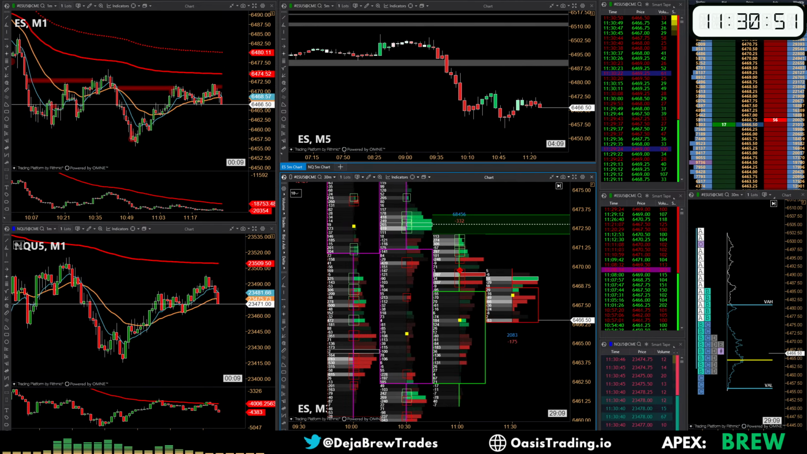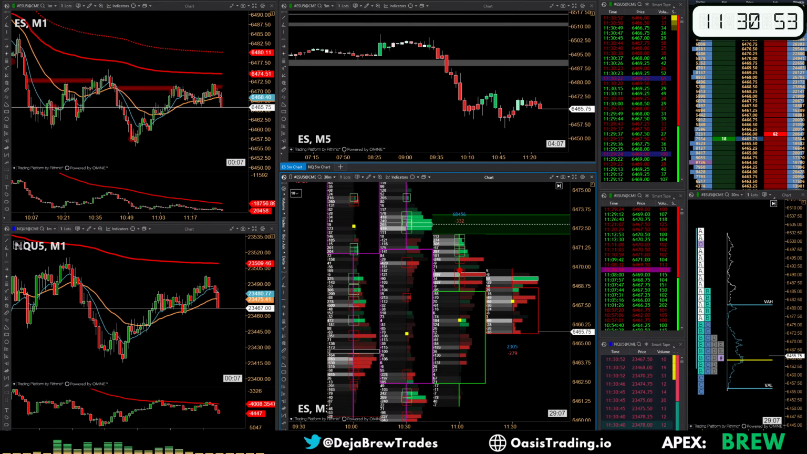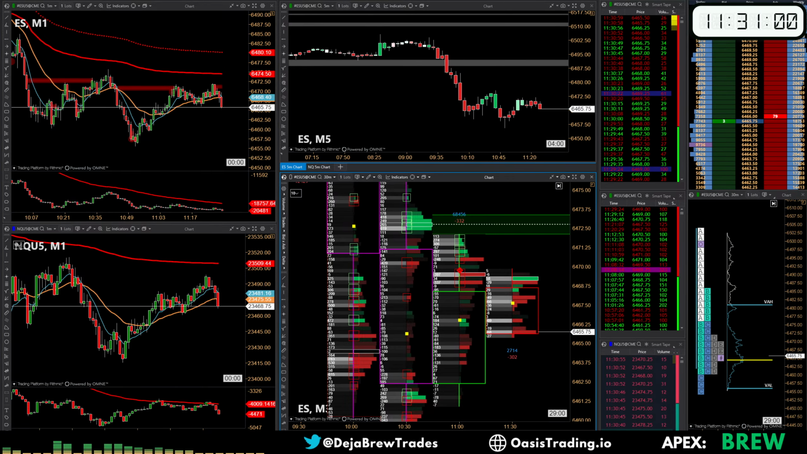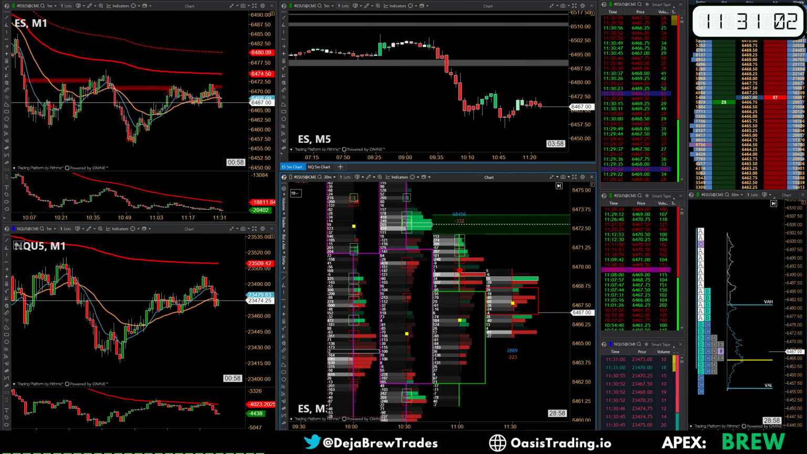No change in structure here. Staying below VWAP, staying below the trails. The 1 minute trail is flipping, but you're mainly watching the 5 minute trail here. 5 minute trail was your bull div target, which is stalling out, possibly going lower here.